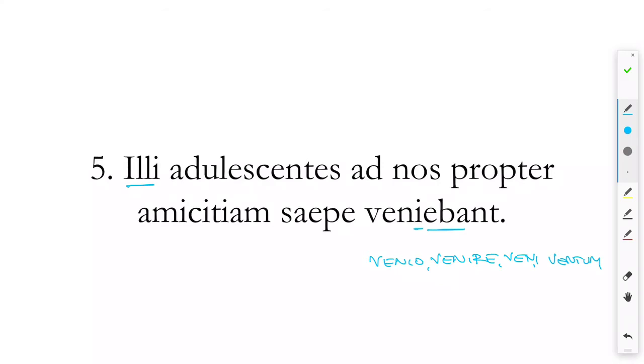So those used to come, or would come. Those youths, in this case, illi is the adjective that modifies youths. The youths used to come, ad nos, to us, propter amicitiam, on account of friendship. Saepe is your adverb that means often.